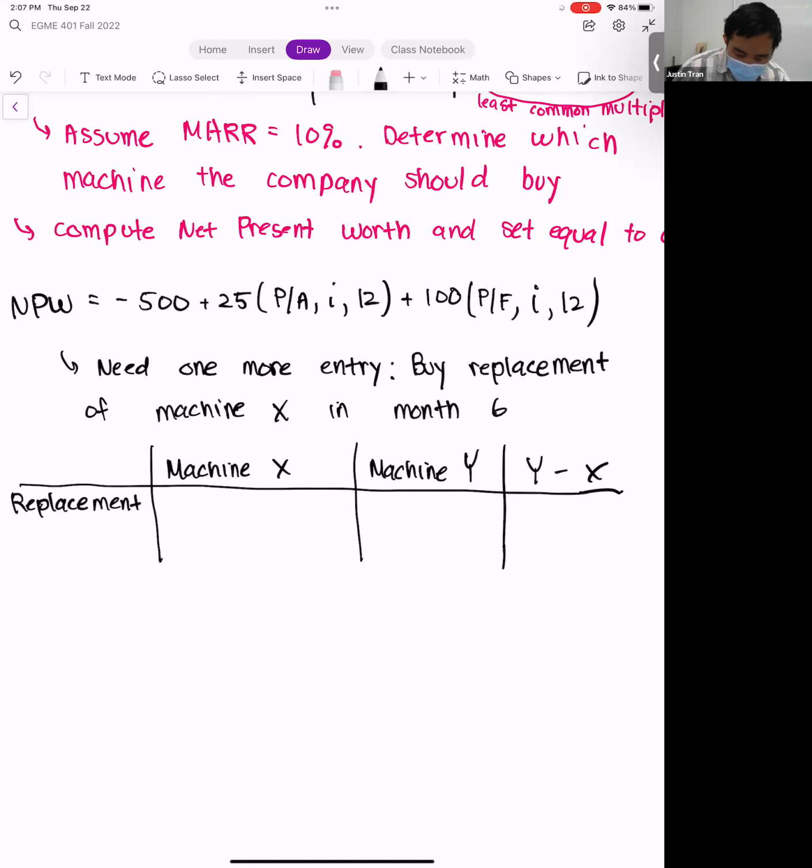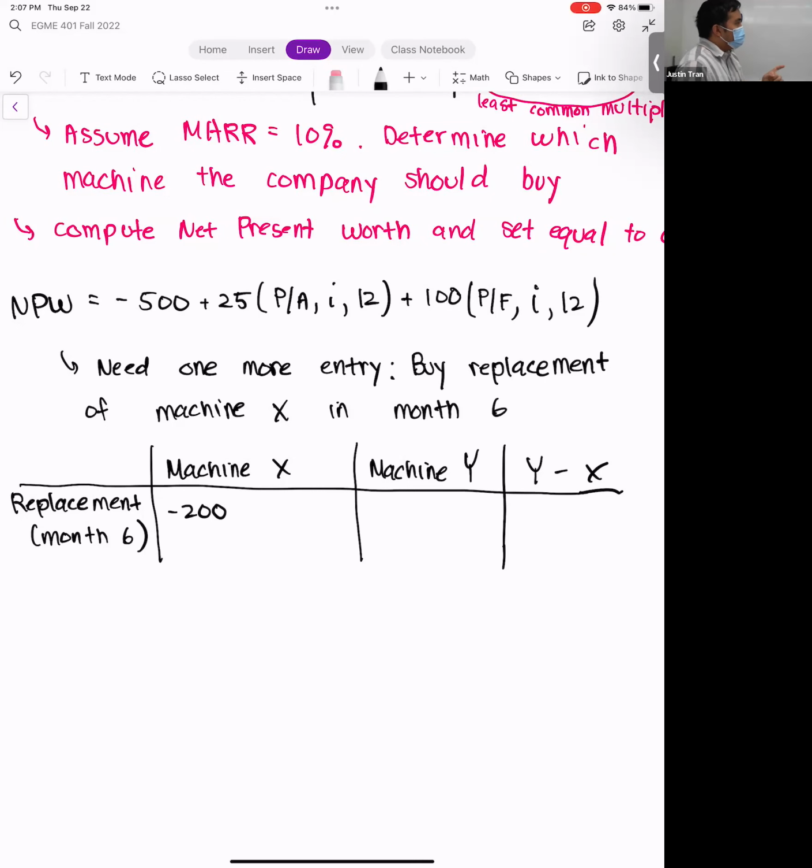Okay, so just like the table above, we're going to have a column for machine X, a column for machine Y, and then the difference between them, Y minus X. And let me just denote this is in month 6. All right, and so in month 6, we're going to buy a replacement, and the replacement is going to cost $200. So we have minus 200.